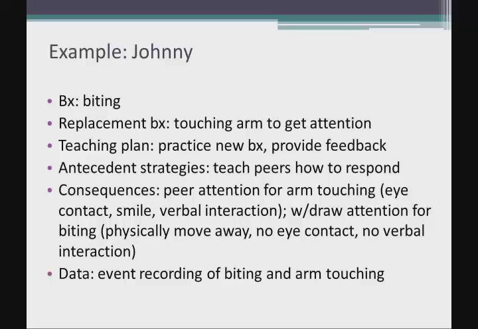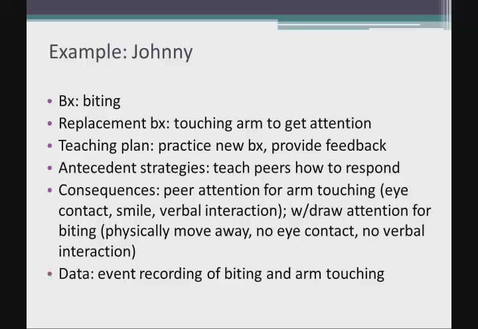So the replacement behavior, we're going to teach Johnny how to touch the other student's arm to get their attention. So gently touching instead of biting. So our teaching plan is that we're going to practice that new behavior with Johnny. We're going to give him feedback. We'll demonstrate, we'll model, we'll give him turns to practice with us. Then maybe we'll bring in a peer and practice. And then we'll also provide some support during those first few times that he is in a small group again or working on a group project again to make sure that we can give him some cues to use that new behavior.